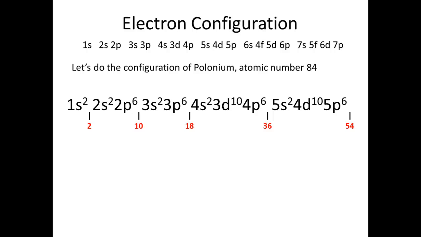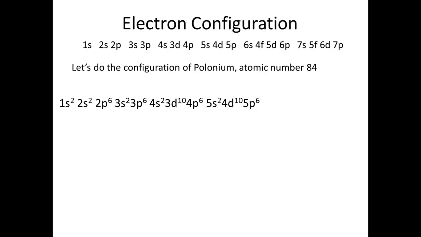So to make 84, we need 30 more electrons. We need to once again make things a little smaller before continuing. After the 5p comes 6s2, giving us 56 electrons. 4f14, a total of 70, 5d10, 80, and 6p, which could hold 6, but we only have 4 more electrons, so it becomes 6p4.